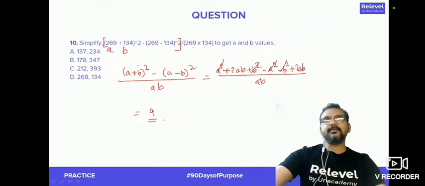So obviously the question meant to do something else. It is just to simplify the value of this whole thing. The question should not be to get A and B values. Okay, that's possibly a misprint. They just asked you to simplify this value and calculate the value. So the answer would be equal to 4. So the answer choices clearly are not correctly framed.